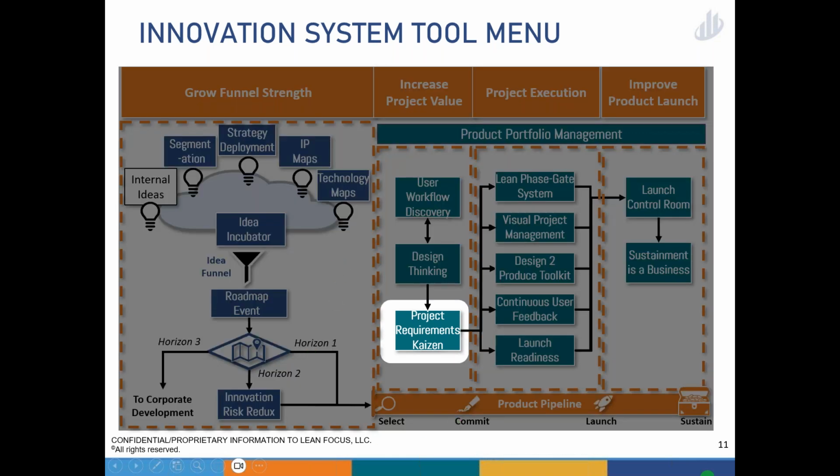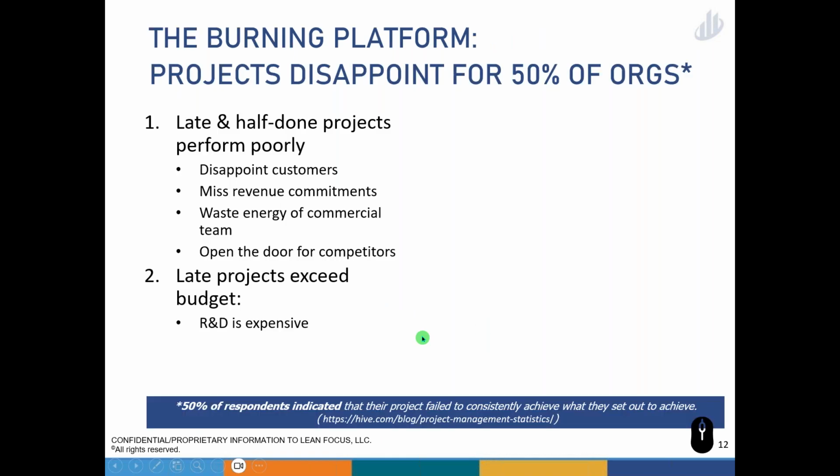So today we're just going to talk about one piece of the puzzle. I want you to think about how much we've narrowed in, right? We talked about lean thinking across the entire organization, and then we applied it to innovation, and now we're taking one tool and we're going to talk about that. And that's what the rest of today's talk is about, project requirements Kaizen.